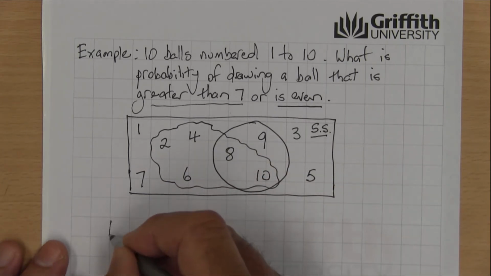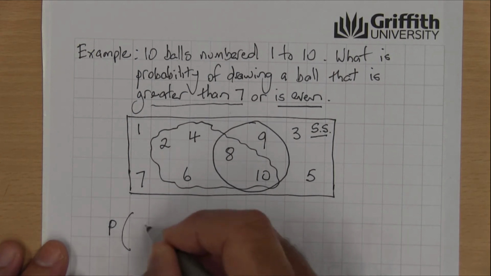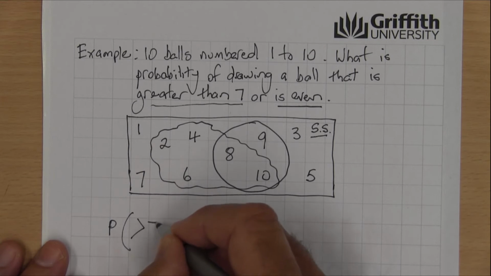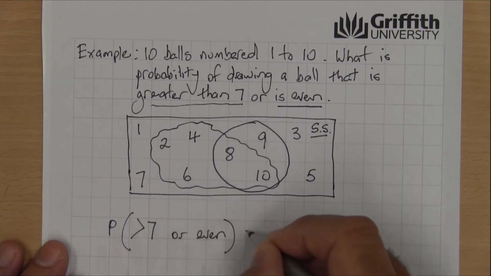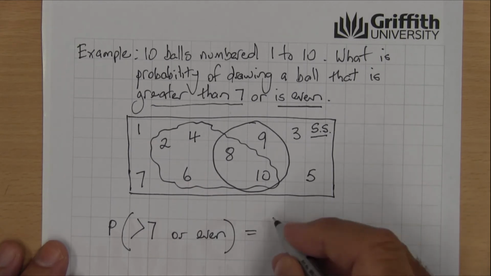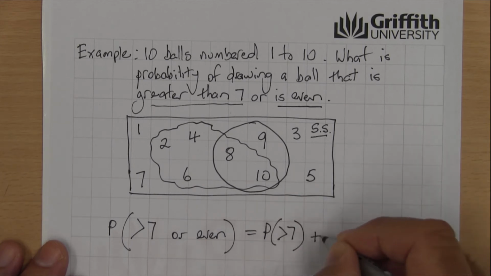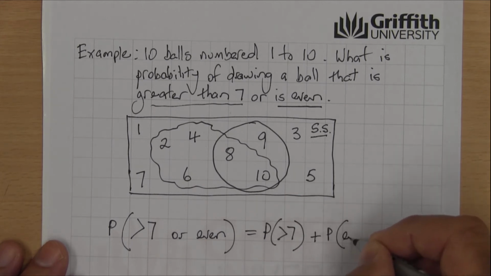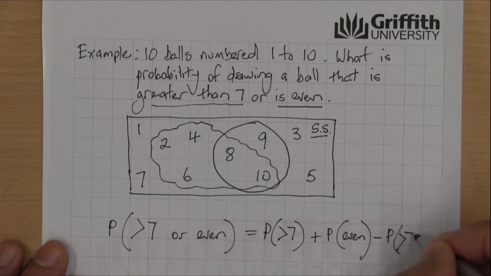So that makes working out our probability a bit easier. Probability that is greater than 7 or even. Using the addition principle, we know they're not mutually exclusive, so it'll be the probability that they are greater than 7, plus probability it's even. Now, because they're not mutually exclusive, minus the probability greater than 7 and even.